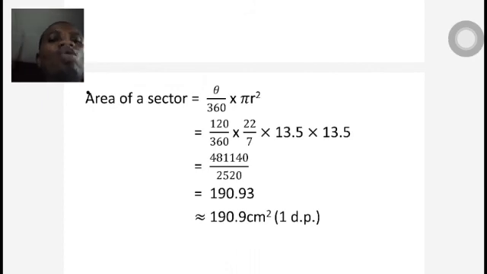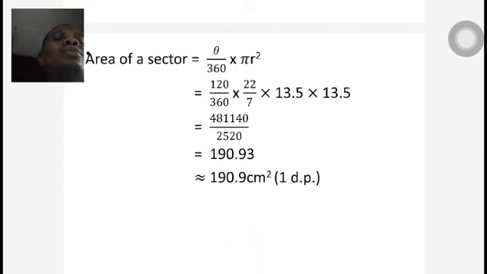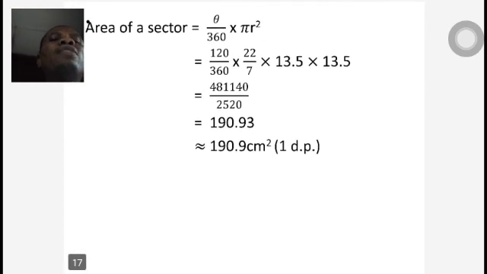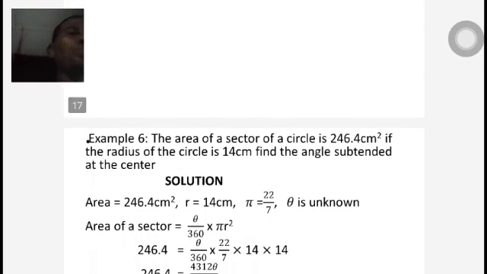So now I have 120 times 22 times 13.5 times 13.5 gives us 481140 divided by 360 times 7, which gives us 2520. So when you now divide that, 481140 divided by 2520 gives us 190.93. So approximated to one decimal place is 190.9 centimeters squared. Remember to put square there because we are working on area now. The unit of area is square.